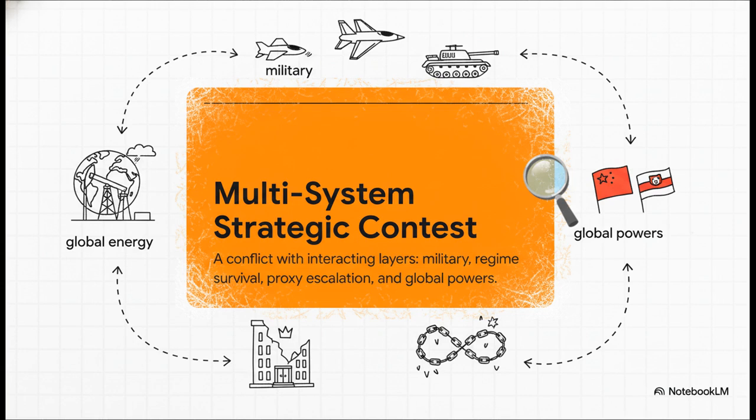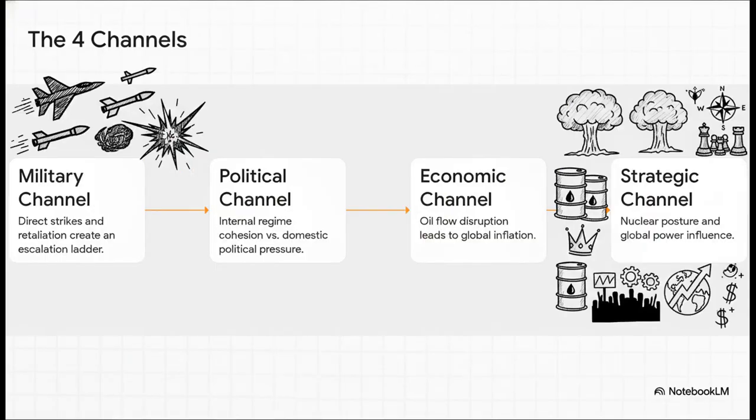You've got the military layer, sure, but you also have the critical layer of regime survival, the use of proxies to create chaos, the impact on global energy, and, of course, the positioning of outside powers like China. If you ignore any one of these, your whole analysis is going to be flawed. So how does pressure actually move through this big, complex system? Well, it flows through four key channels.